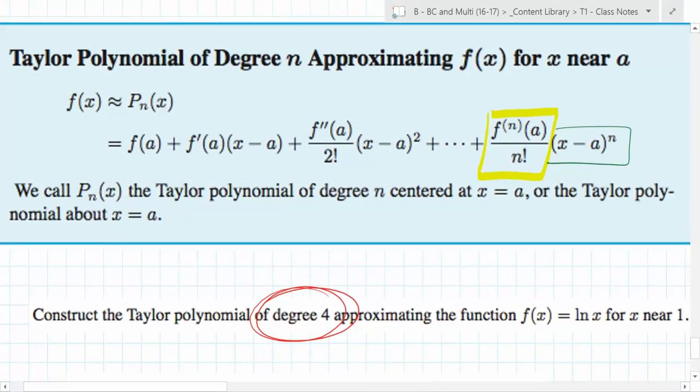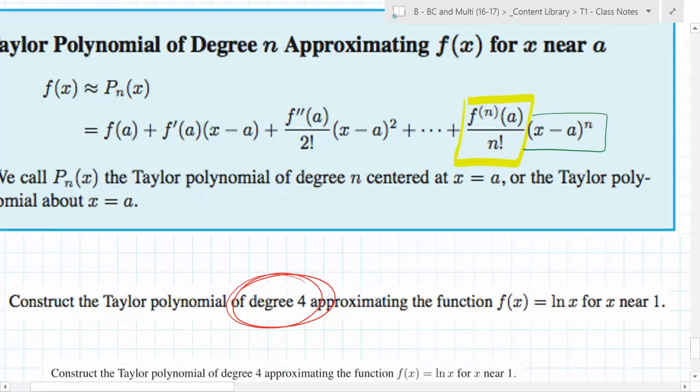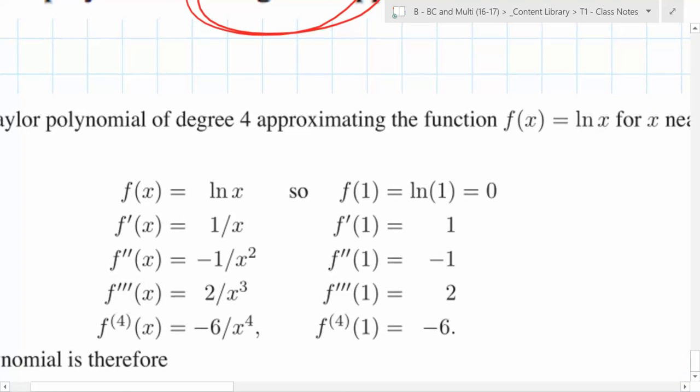And you're going to do this one right here. When you do this one out, the first thing you need to do is write the function derivatives and then evaluate it at 1 each time. So you should end up with 0, 1, negative 1, 2, and negative 6. You should end up with those as your derivatives.